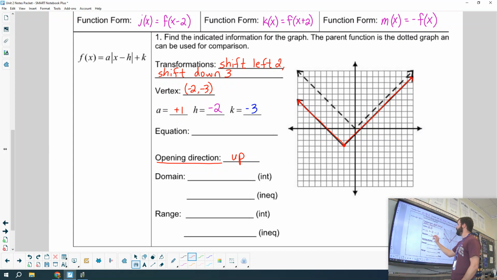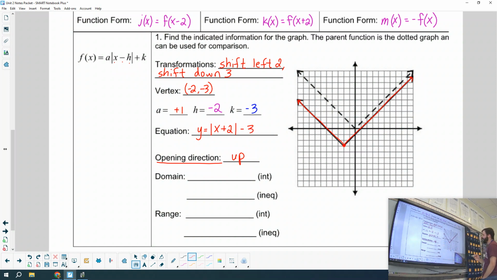I'm going to go y equals, my A is just 1, so we don't have to put it, absolute value of x minus h. So if we're going to minus a -2, we're actually going to add 2. Okay, remember, h is backwards when it's inside the absolute value. So that's why it's a +2 on the inside, and then we'll have a -3 on the outside.